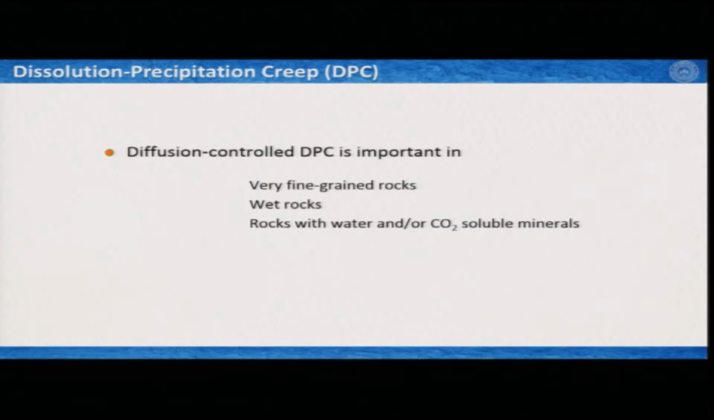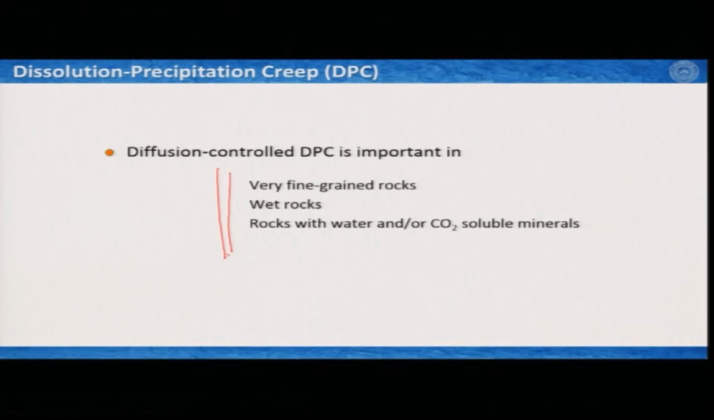Now, diffusion controlled dissolution precipitation creep is important in very fine grained rocks, and the rock has to be wet, mostly rocks whose compositions include minerals that are soluble in water or carbon dioxide. Fundamentals of dissolution precipitation creep.